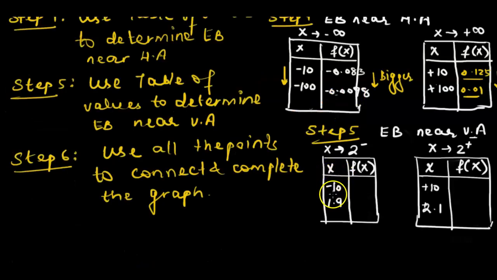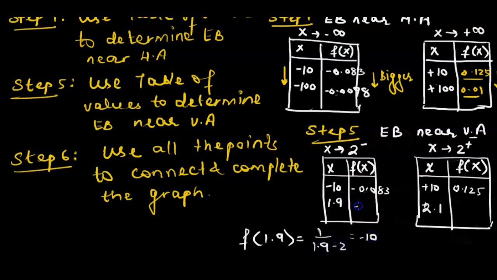Now, x is an independent variable. You can take any other value apart from negative 10 and positive 10. The reason I have taken these two values is because we have already found out the y value for this. So we can save our time doing this calculation, and we can just put in here directly 0.083. And here we can put in directly 0.125. So all we have to calculate is f of 1.9, which is equal to 1 divided by 1.9 minus 2. That is equal to negative 10.